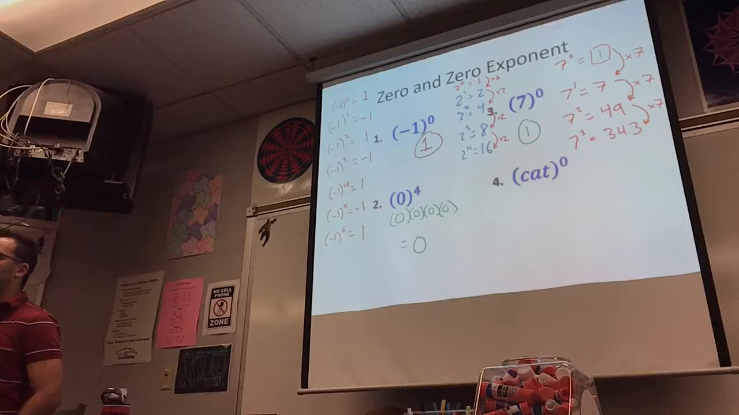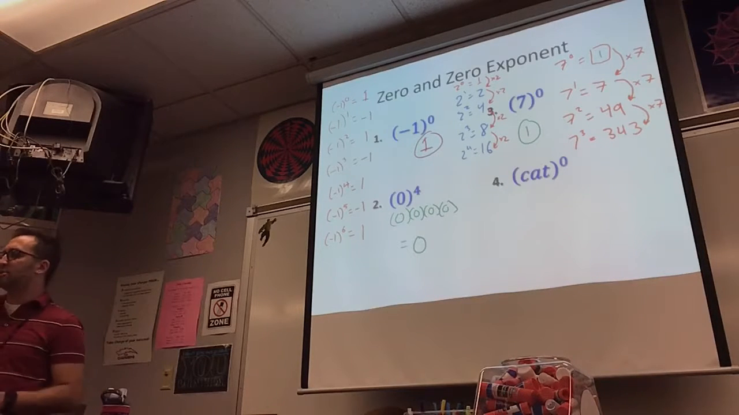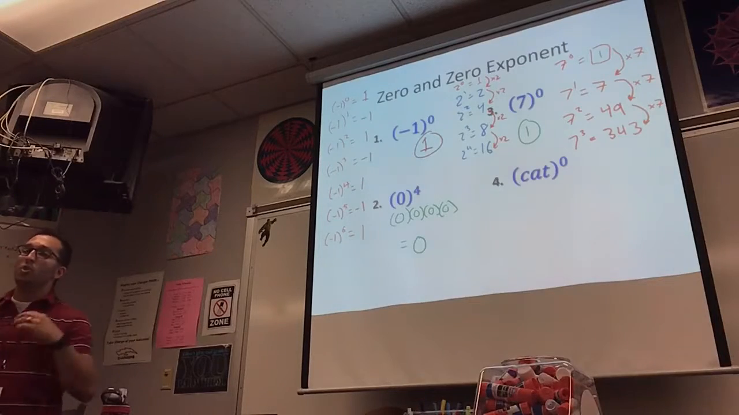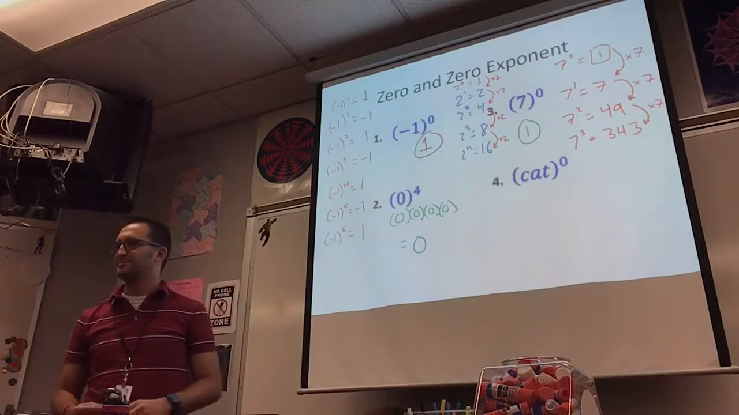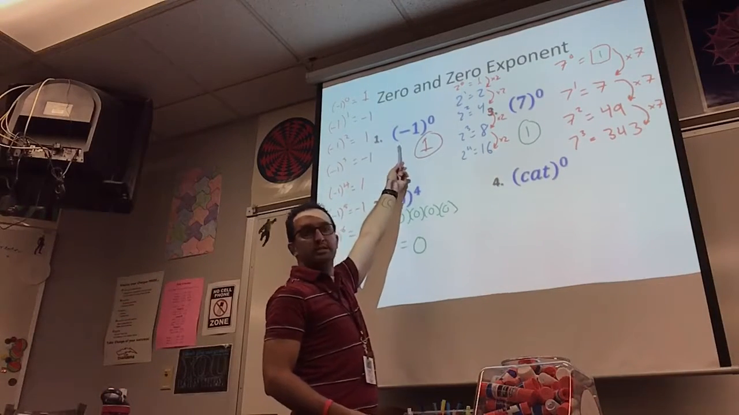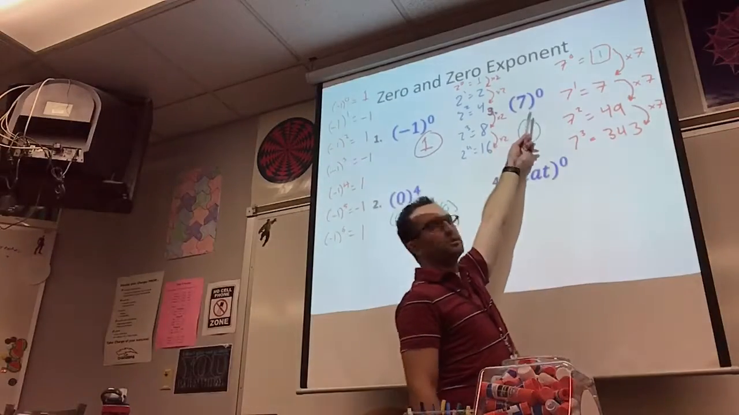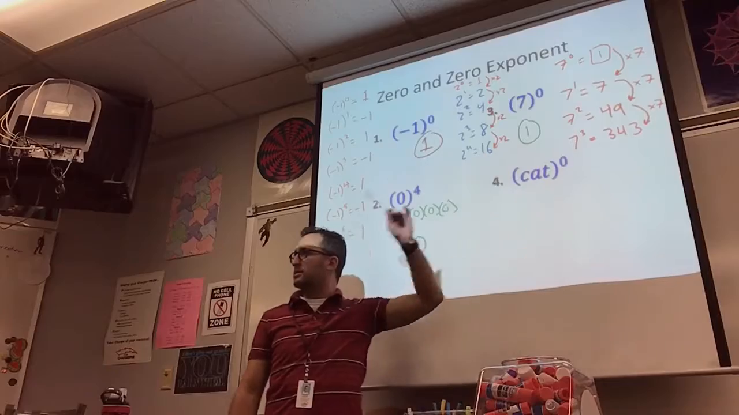So what's cat to the 0 going to be? Well, I got 3 things. Cat to the 0 was cat, 0, and 1. Which of those 3 possibilities fits the pattern we've established? So, is -1 to the 0 -1? Is 7 to the 0 7? Is 2 to the 0 2? So cat to the 0 is cat?